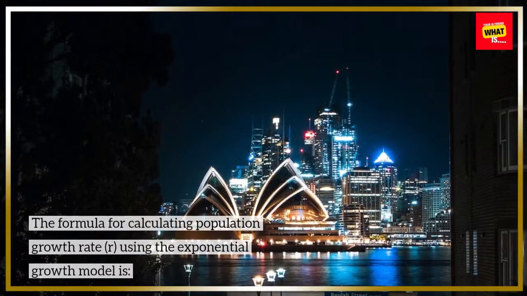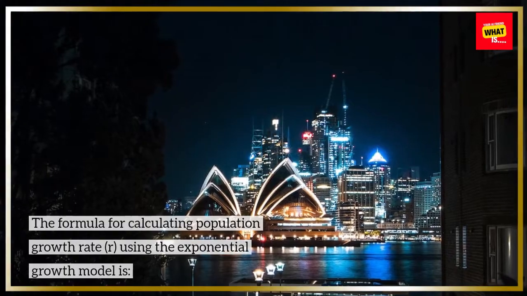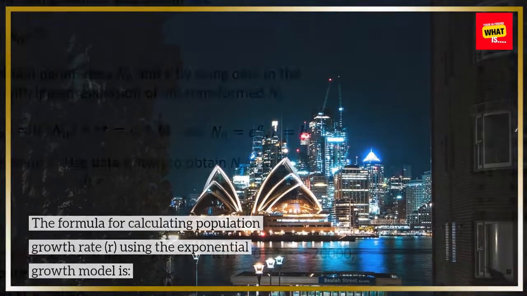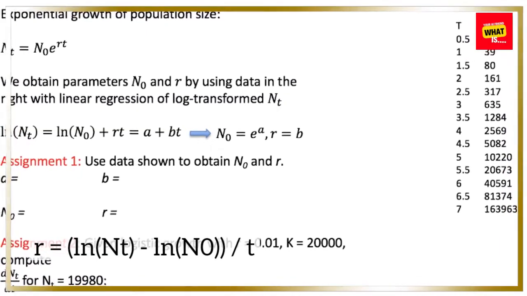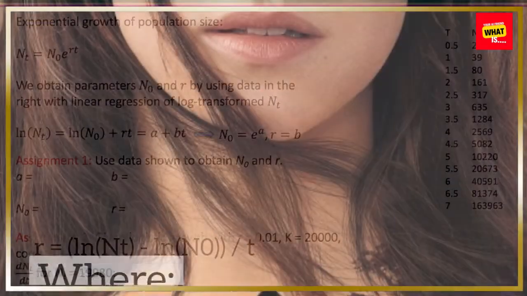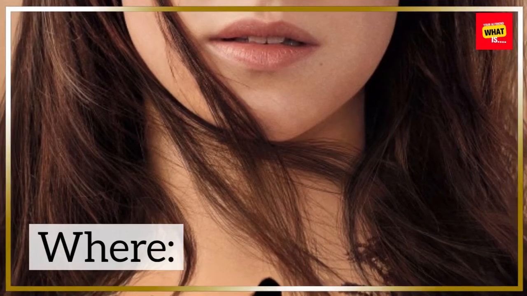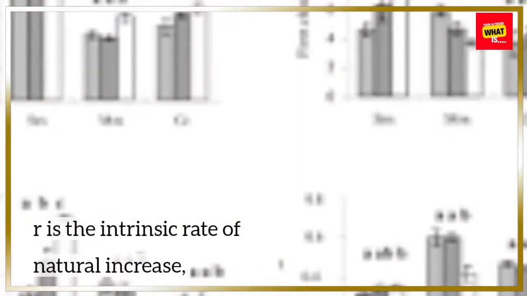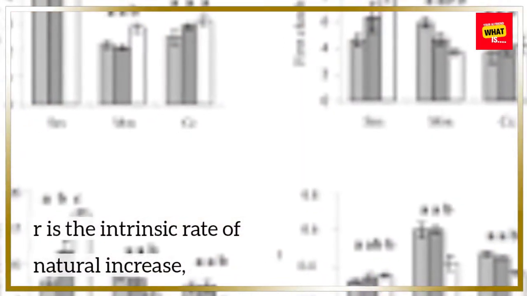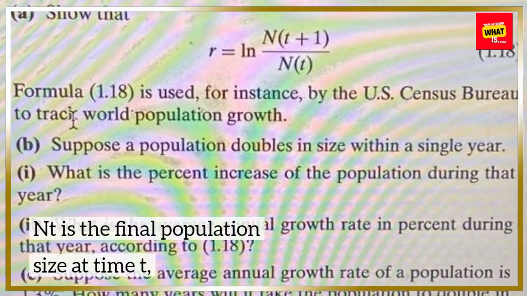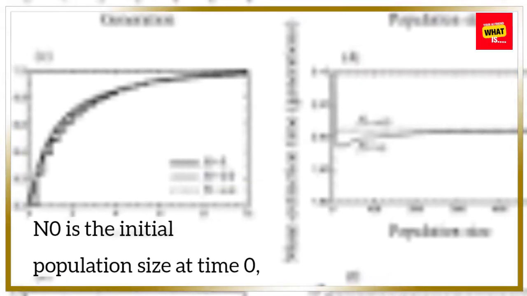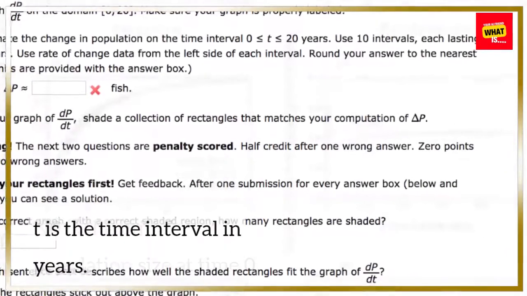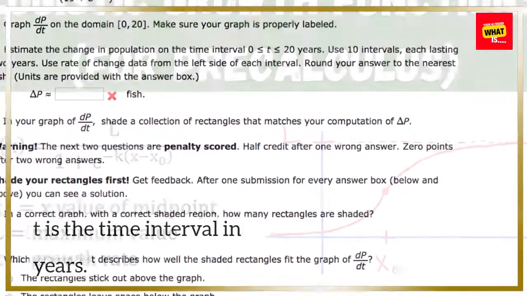The formula for calculating population growth rate, R, using the exponential growth model is R equals ln(Nt/N0)/t, where R is the intrinsic rate of natural increase. Nt is the final population size at time t. N0 is the initial population size at time 0. t is the time interval in years.